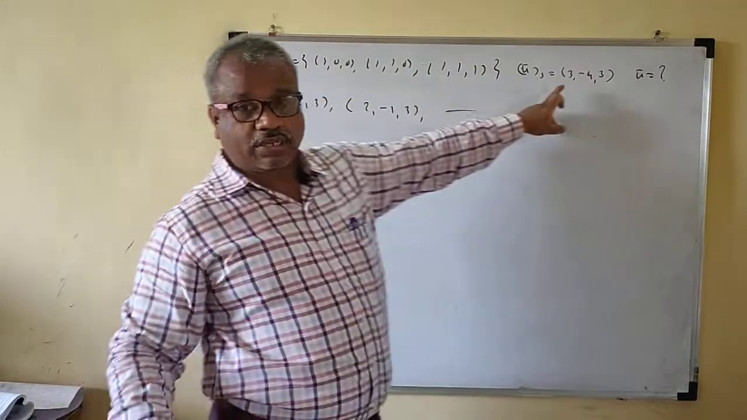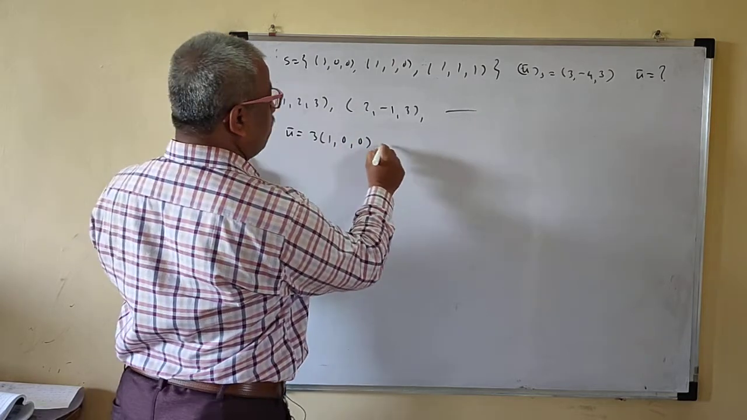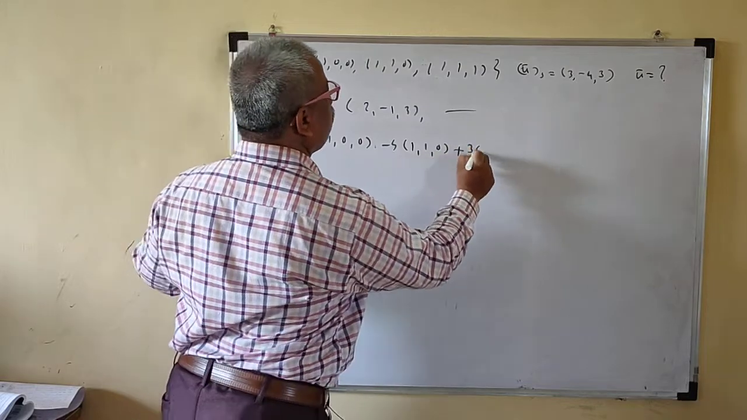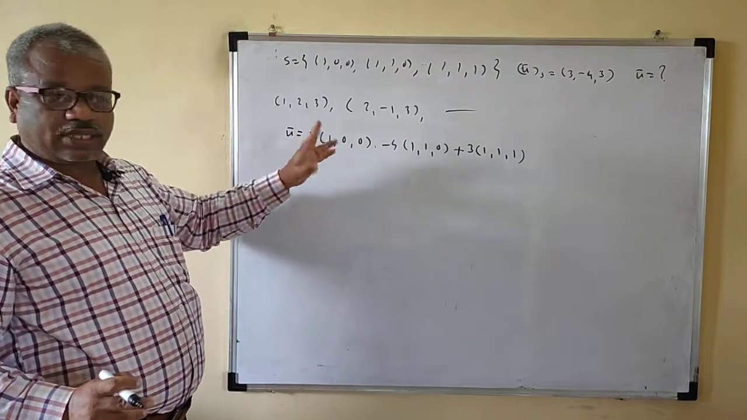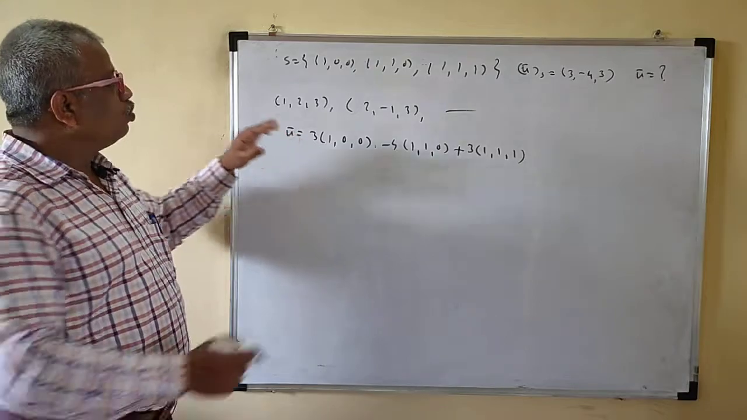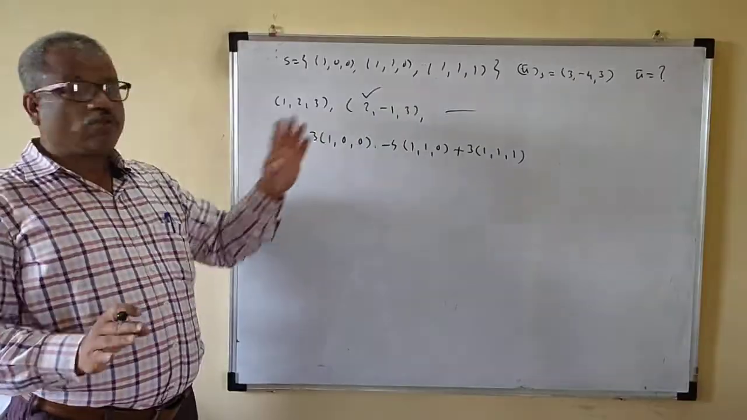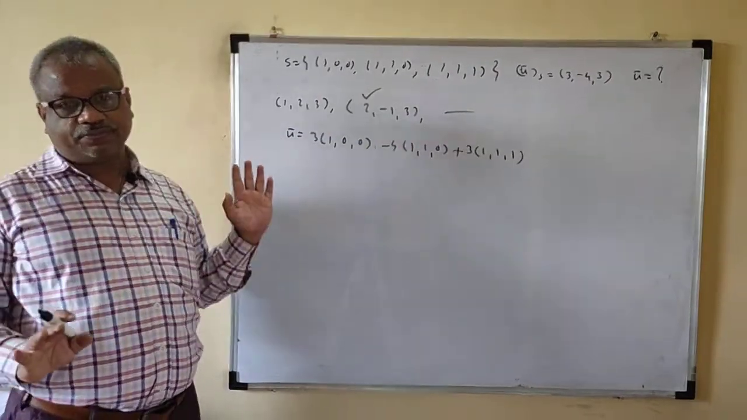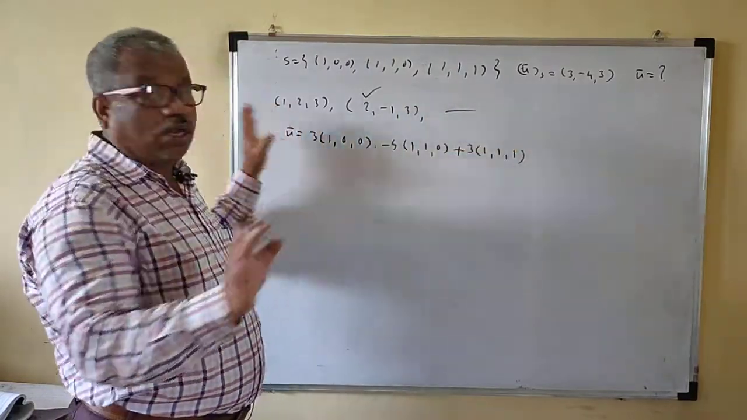So u equals 3 times the first vector (1,0,0), minus 4 times the second vector (1,1,0), plus 3 times (1,1,1). We find the first component and check the options: 3 minus 4 is minus 1, plus 3 is 2. Only one option has first component 2, so don't do the others. If the first two components are the same in all options, just find the third component.